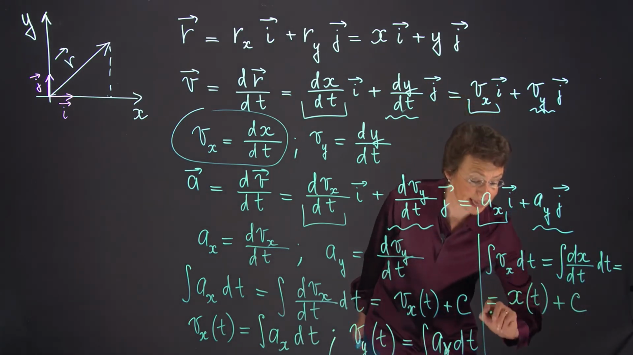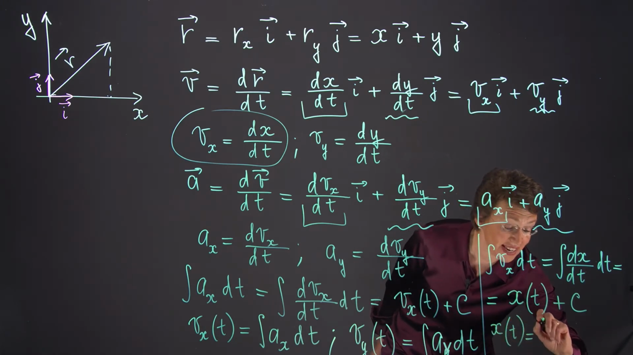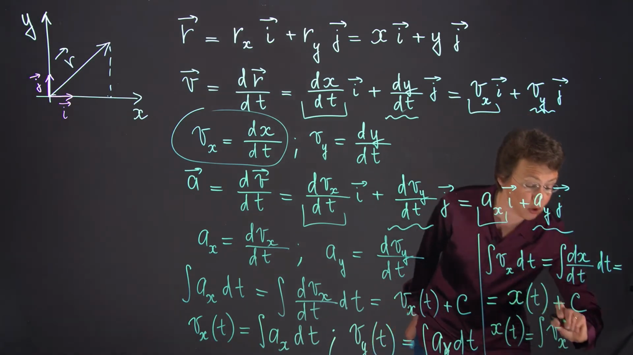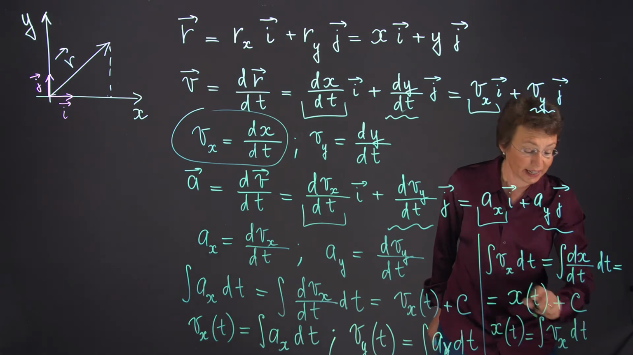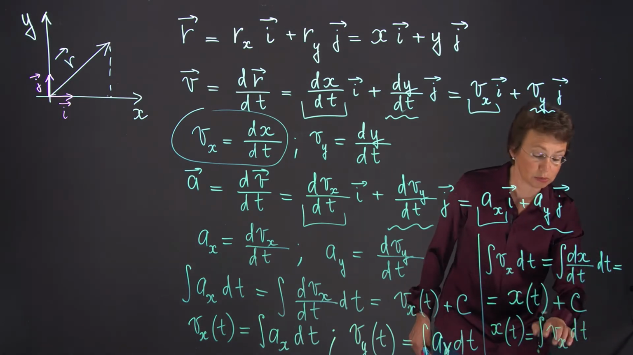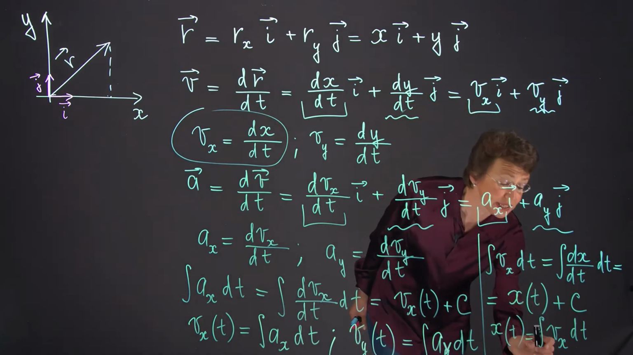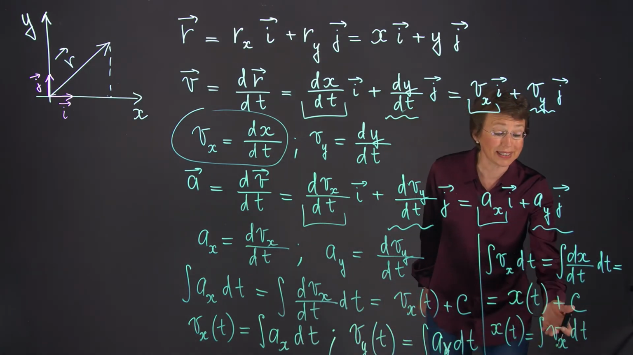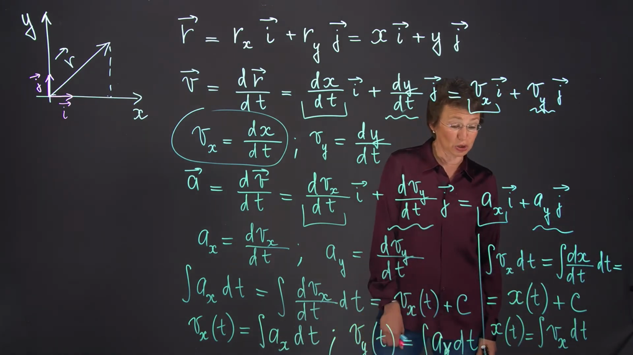Now, what is x as a function of time? I can find it as the integral of the x component of velocity, integral vx dt, plus a constant. But I will not write this constant again, for the same reason. This is an indefinite integral. It will generate a constant, and I will satisfy the initial condition by finding this constant.